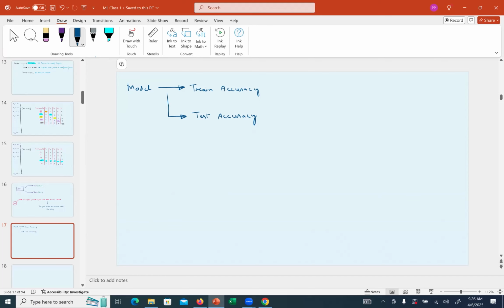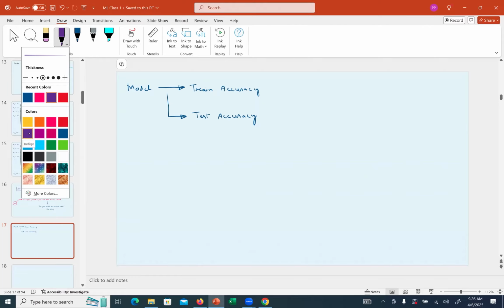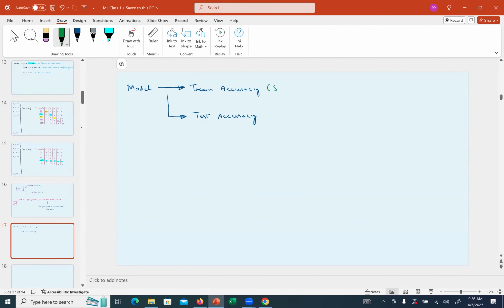Okay, so any model will have 2 kinds of accuracy: training accuracy and test accuracy. Training accuracy is nothing but how my model is performing on the seen data, right? The data which was used for training the model. And test accuracy is nothing but how my model is performing on the unseen data, right?